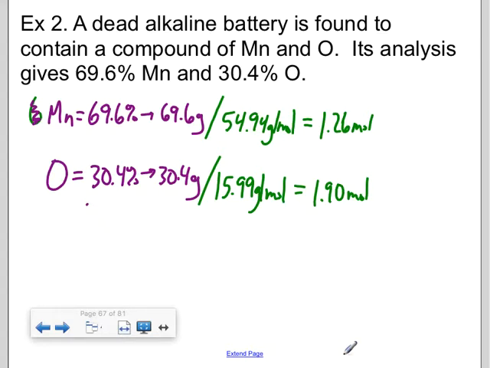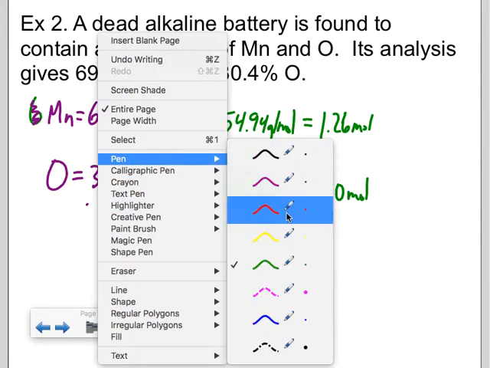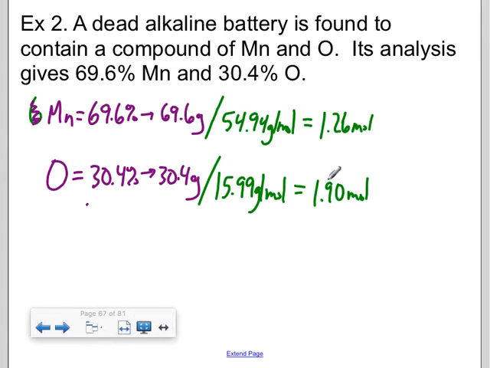And you'd say, okay, the manganese, the top one there. So I'm going to divide every other number by that value of 1.26. So if I do that, 1.26 divided by 1.26 is 1. 1.9 divided by 1.26, I get 1.5.